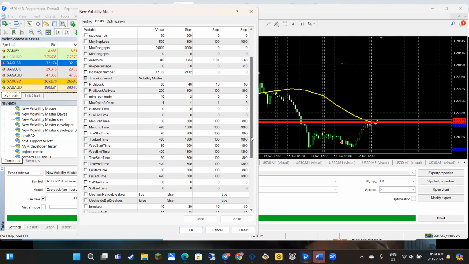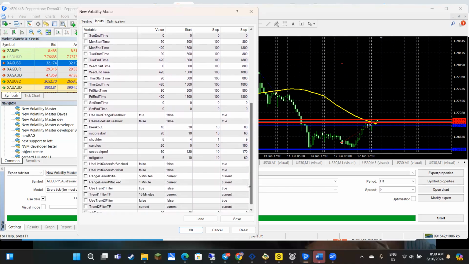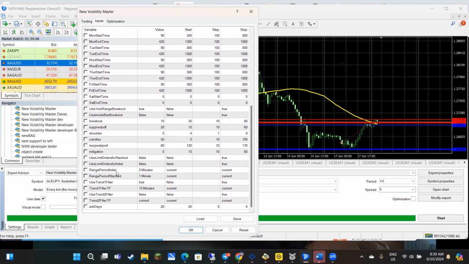Other than that, these settings are going to be all the same as a set file. So my initial trades on the 5-minute breakout, stack trades on the 1 minute, and I'm using a 15-minute time frame trend filter.